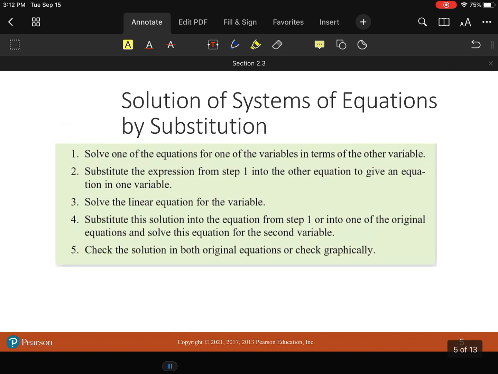For substitution, I'm not going to go through all the steps. You solve for one variable, and then you substitute what you solved into your other equation. You solve for that remaining variable, and then you back substitute and find your second variable. So that's the substitution method.